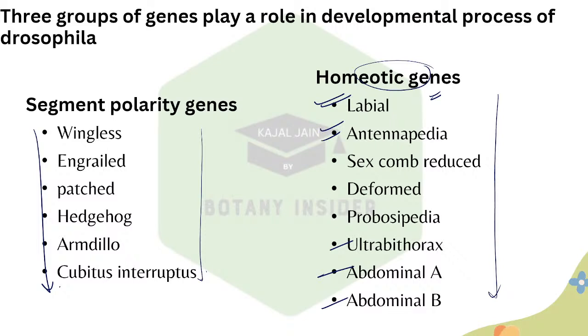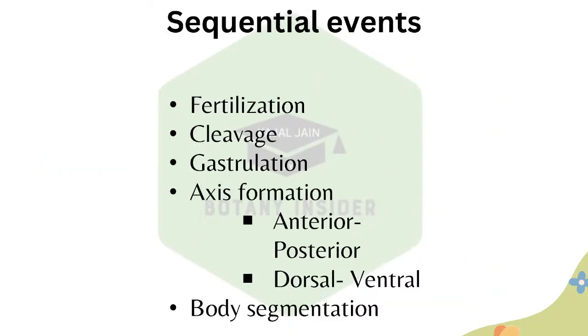Yes, understood till here. Should we move ahead? Right, these are all the genes that you have to keep in mind in terms of Drosophila segmentation genes. Then you have the various sequential events. We have a number of sequential events for the entire understanding of the development of Drosophila. First thing is fertilization.